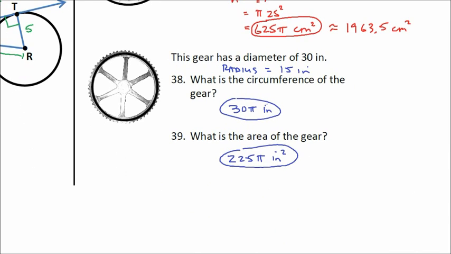Okay, here are the answers to 38 and 39. Make sure you verify that the question gave us the diameter, not the radius. Since we need radius for circumference and area, you had to divide the diameter by 2. 30 divided by 2 is 15 inches. And these are the two answers you should get for this question in terms of pi. And if you want to practice writing them out as a decimal to one decimal place, you can do that as well. And that's the end of this video.